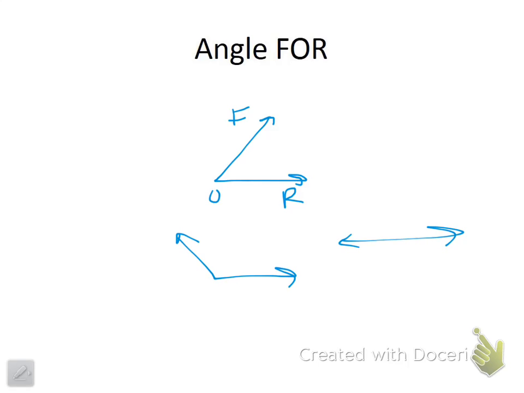Angle FOR. So this is just a regular angle. It could look like this, could look like this, could look like this, as long as you label it FOR with O being your vertex, because O sits in the center. So these are different types of angles that you could create for angle FOR.